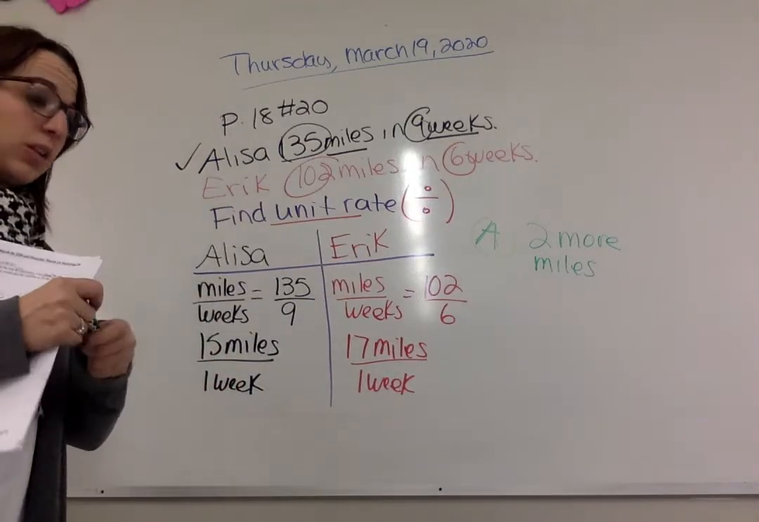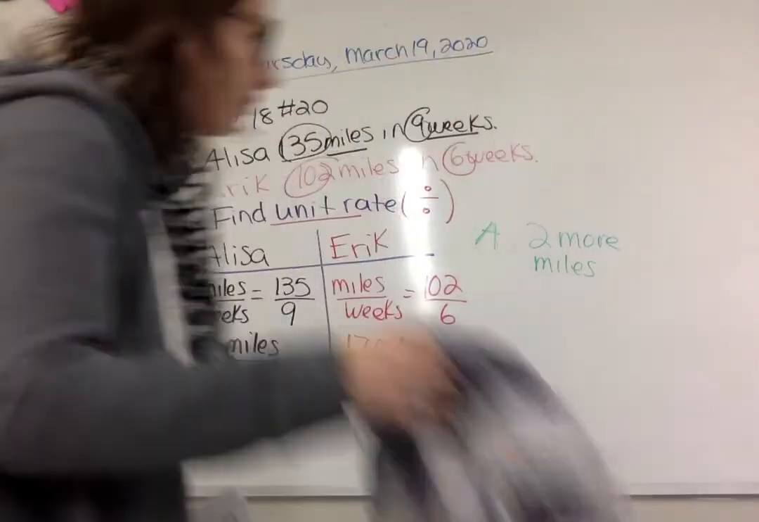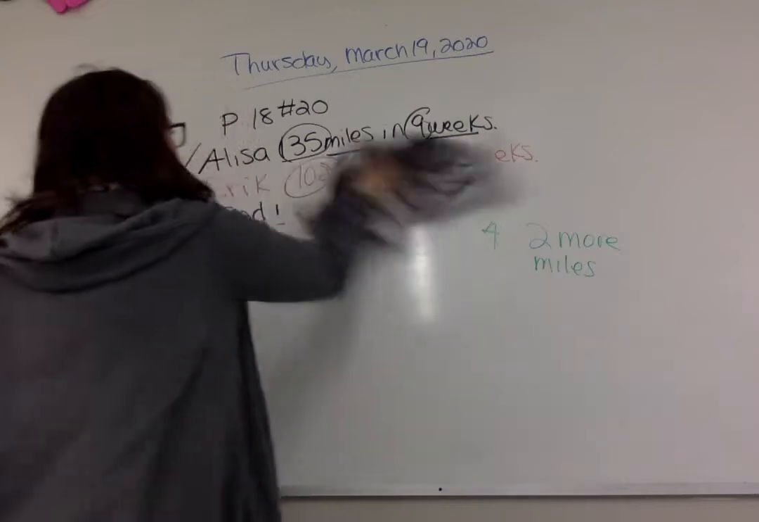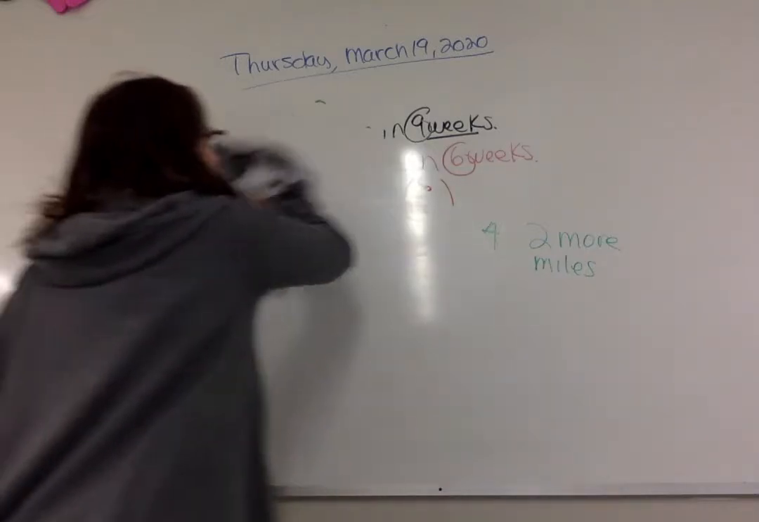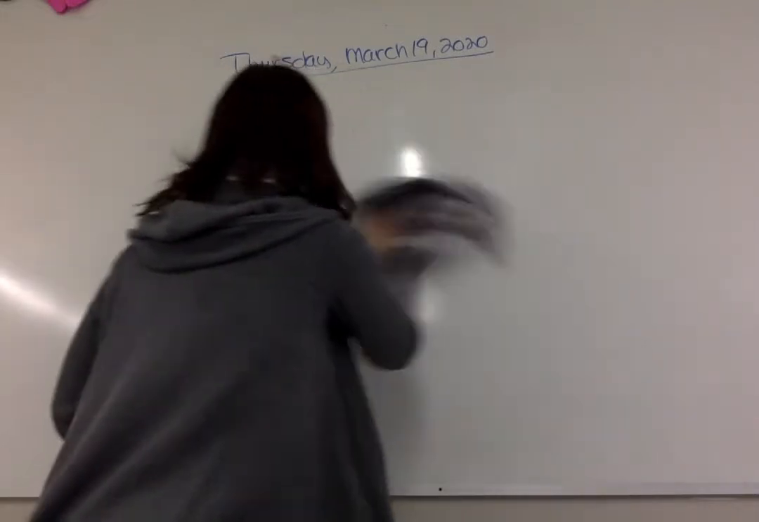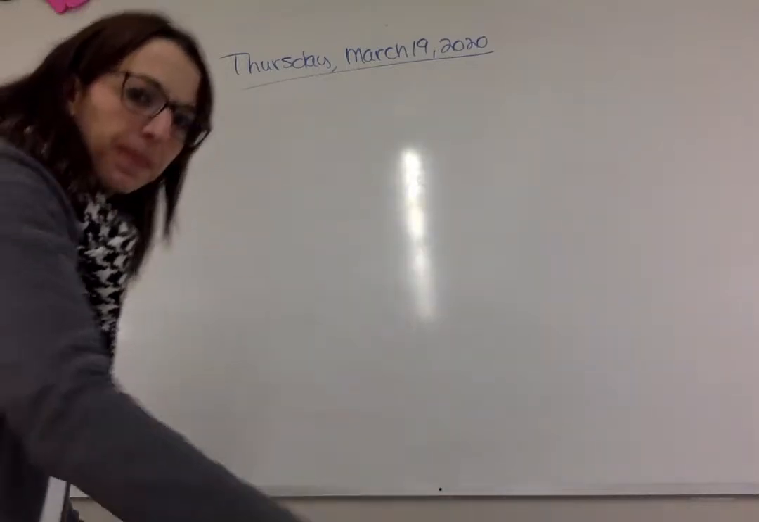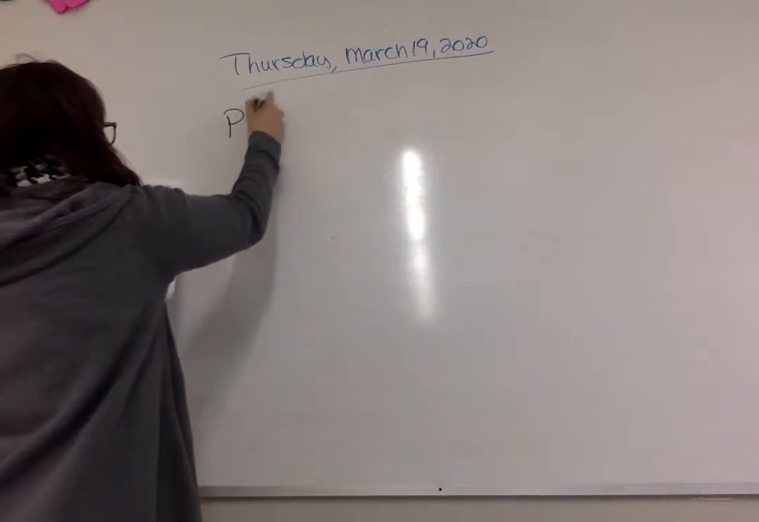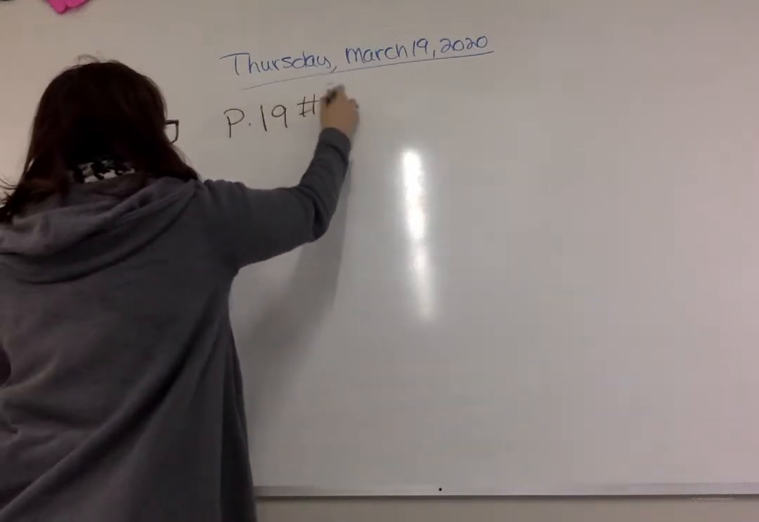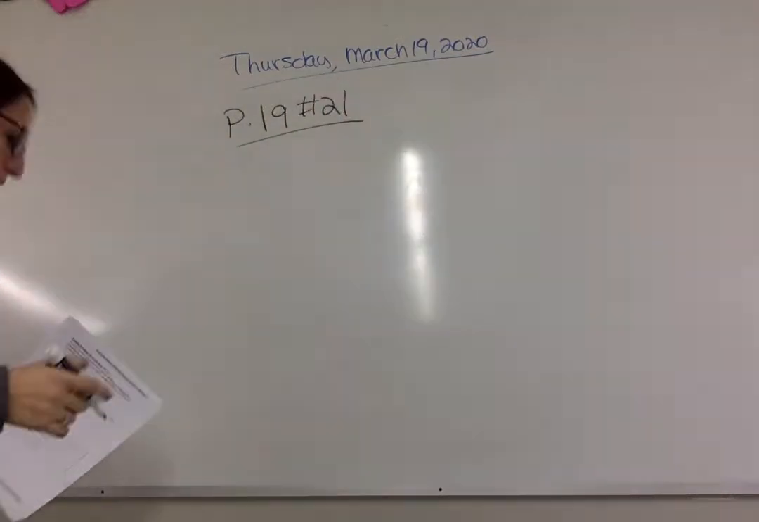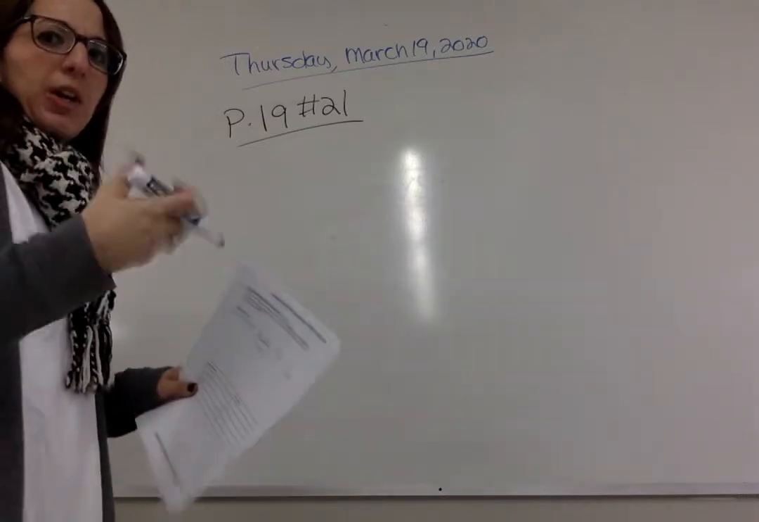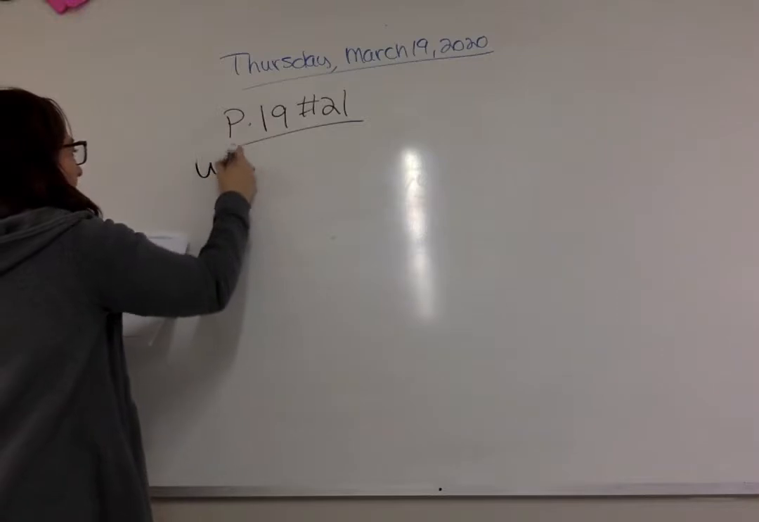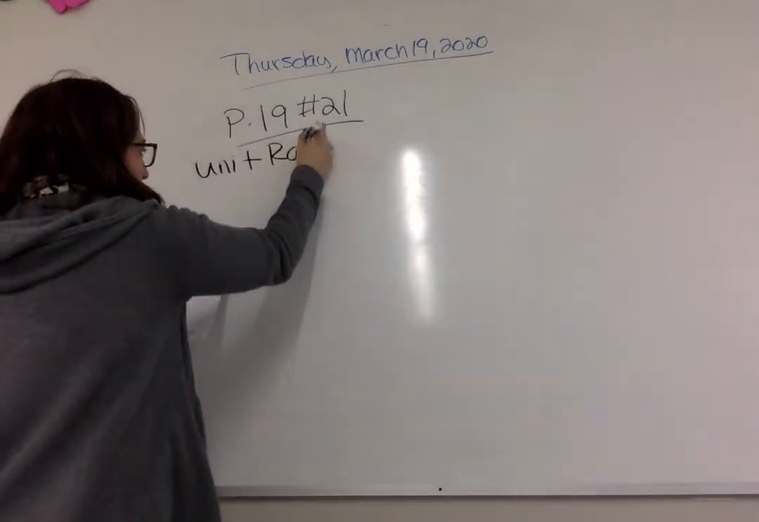Question 21 on page 19. Okay, we're going to erase that now. Okay, now we're going to go to page 19. So, we're on page 19, number 21. Again, this is another unit rate question, but now you have a table where you've got to find the missing values. So here's what we've got. This is unit rate again, which is division.